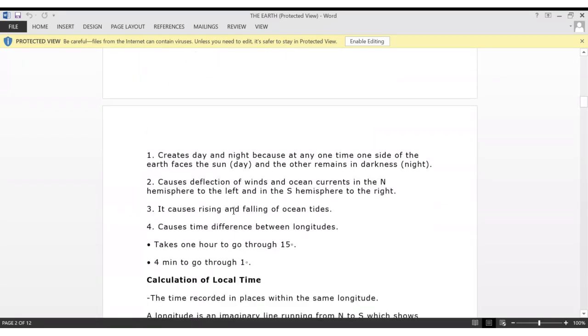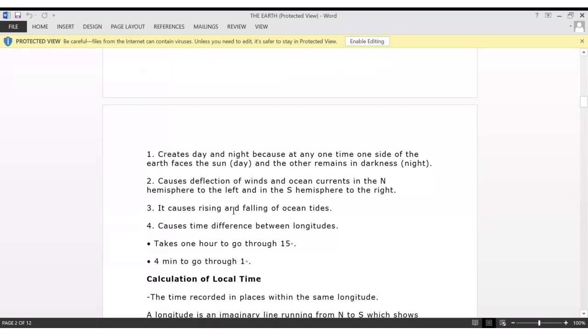It causes deflection of winds and ocean currents: in the northern hemisphere to the right, and in the southern hemisphere to the left. And remember, it causes rising and falling of the ocean tides. And then it causes time difference between longitudes, since it takes 1 hour to go through 15 degrees and 4 minutes to go through 1 degree.